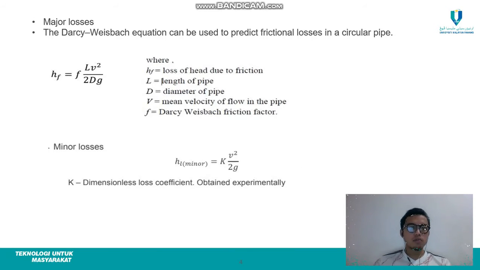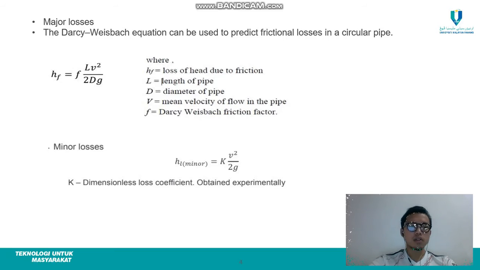And this is for the major losses. The Darcy-Weisbach equation can be used to predict friction loss in a circular pipe. We use this equation, hf equals f times L v squared over 2dg, where hf is loss of head due to friction, L is the length of pipe, D is the diameter of pipe, v is the mean velocity of flow in the pipe, and f is the Darcy-Weisbach friction factor.